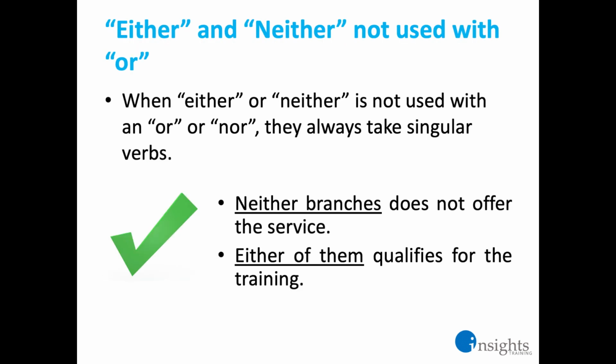When either or neither is not used with an or nor, they always take singular verbs. For example, neither branches does not offer the service. Either of them qualifies for the training.